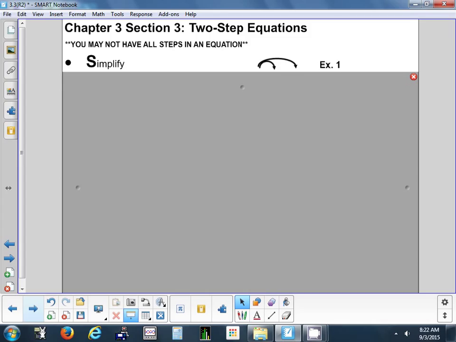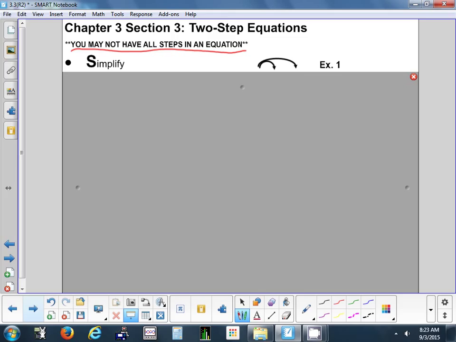And guys, real important that you understand, like it says right here, not every step will be done in every equation. You may skip a step, especially for the simplify part. It might not happen in every problem. So don't panic if you have to skip a step, because all this stuff doesn't always show up in every 2-step equation. All right, so simplify first. Two things will happen with simplify.